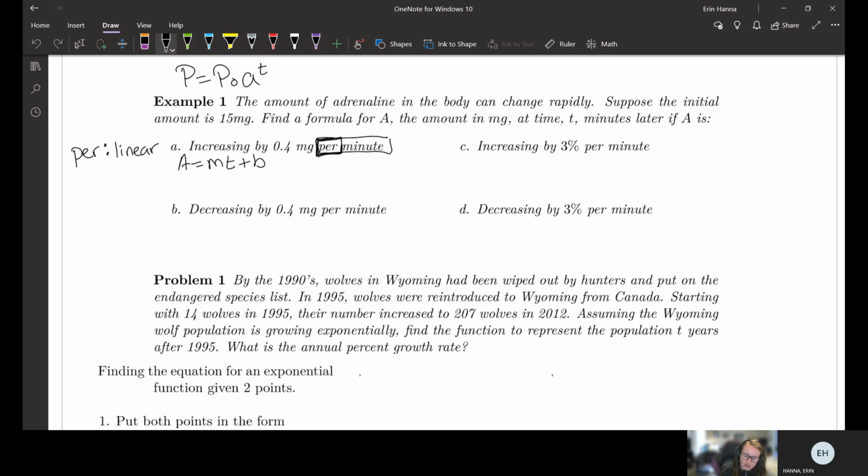So since we're told that the initial value is 15 milligrams, that's going to tell us that our b is 15. And now this situation, increasing by 0.4 milligrams per minute, is what's telling us our slope. Since we're increasing by 0.4, that means that our slope is going to be 0.4. So the equation we're looking for is 0.4t plus 15.